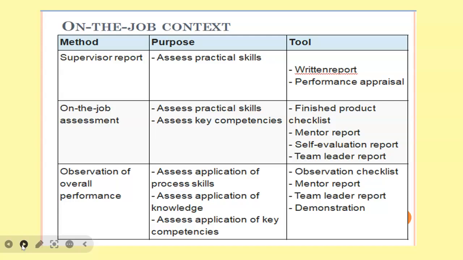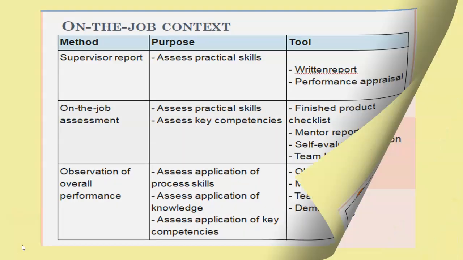On the job context, we have supervisor reports to assess practical skills. This can be done using written reports or performance appraisal. Then on-the-job assessment, to assess practical skills and key competencies, and here you can have a checklist for the finished product, the mentor report, self-evaluation report, or the team leader report. You can do observation of overall performance. The purpose is to assess practical skills, knowledge and competencies, and the tools used can be observation checklist, mentor report, team leader report, or demonstration.